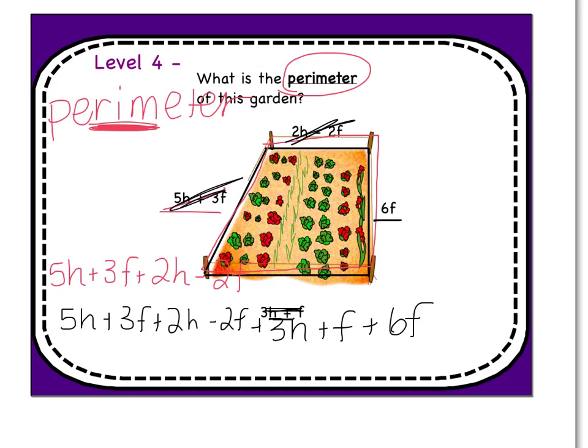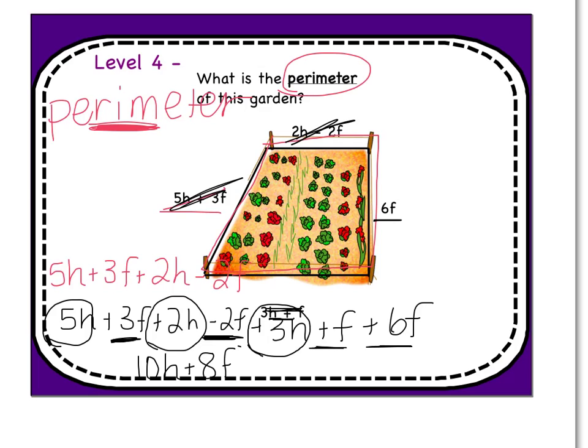So I'm going to look and see what we have in common. I see h's here. We've got 5 of them. If I add 2 more h's, we're at 7 h's so far. Here we're adding 3 more h's. So now we're at 10 h's. I'm going to come over here. We've got 3 f's. If we take away 2 f's, we're at 1 f. If we add another f, we're at 2 f's. And if we add 6 more f's, we're at 8 f's. So 10h plus 8f would be our final answer. It's important that you're looking at whether or not you're finding perimeter or area.